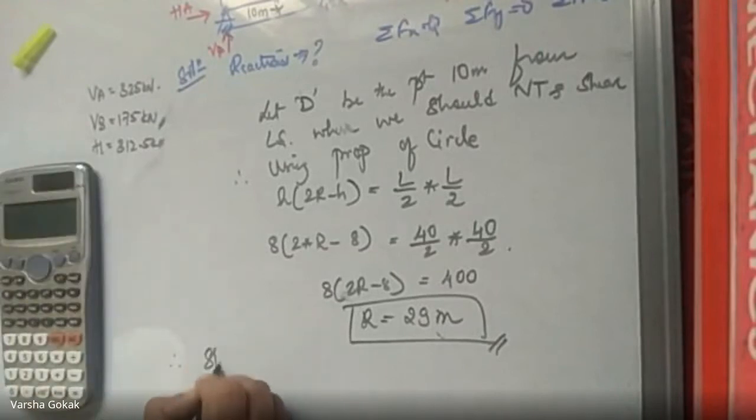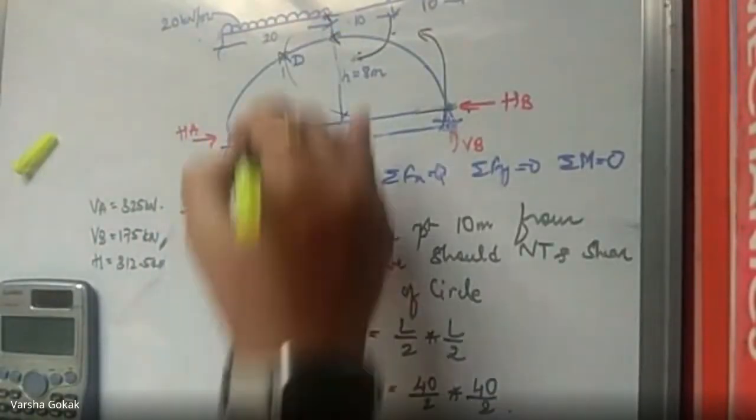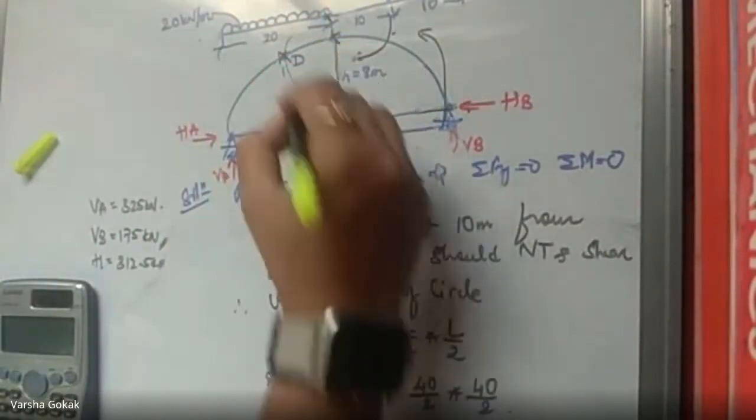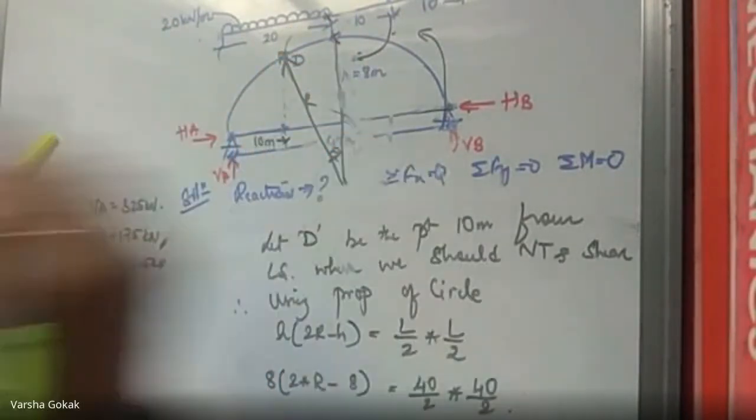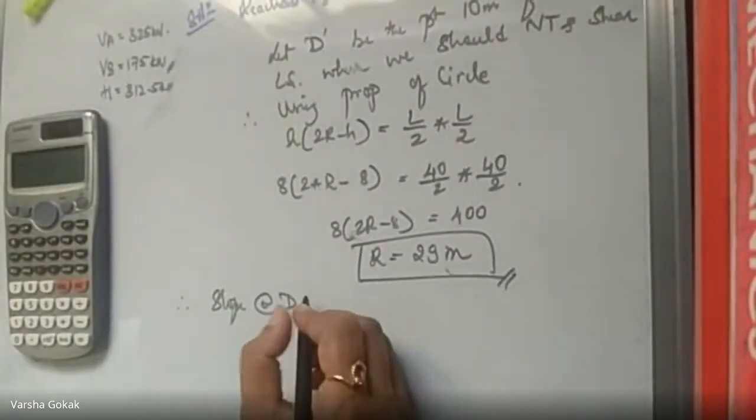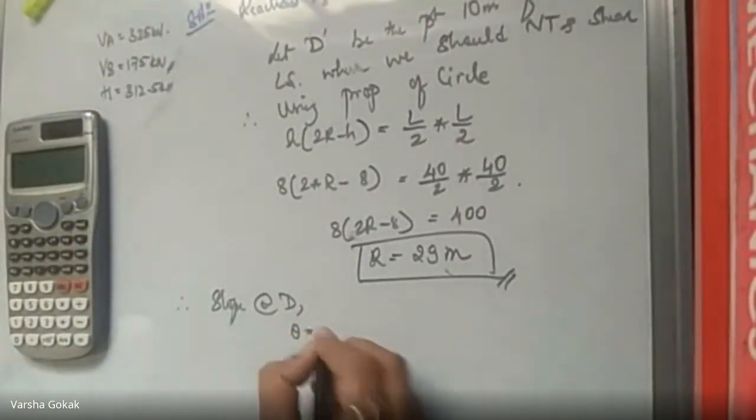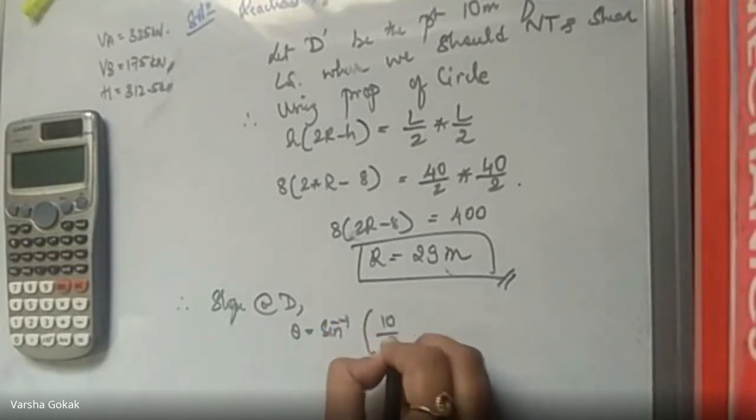Now find the slope at point D. I have to find the slope at point D, that is theta at point D. So this is something like this. Now this is your central rays, and this somewhere would be your R, and this is that theta that has to be found. So if I want to find the slope at point D, which is equal to theta, it would be sine inverse of 10 divided by r.